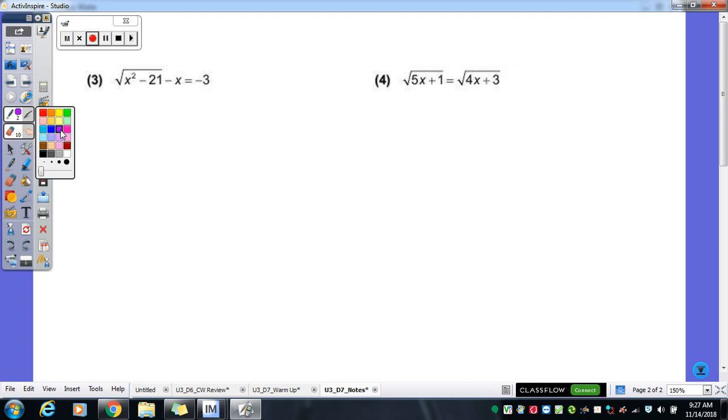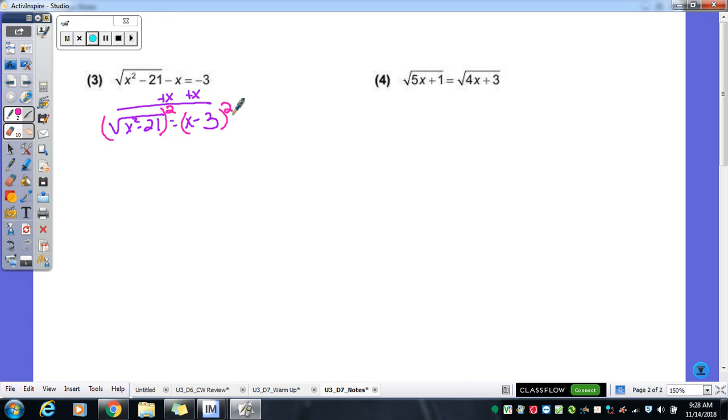Let's try a few more. So again, first step, got to get that radical by itself. So that means I need to move this x over. So I add my x over, I get the square root of x squared minus 21 equals x minus 3. So what power are we going to raise both sides to? The second, it's a square root, so to undo a square root, we've got to square it.